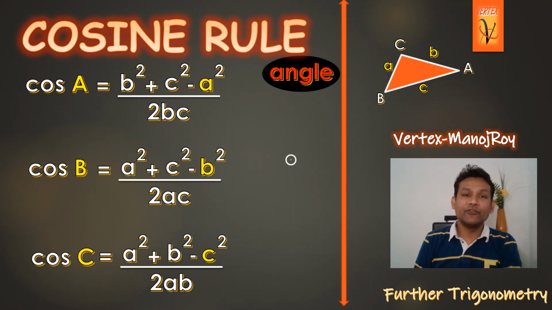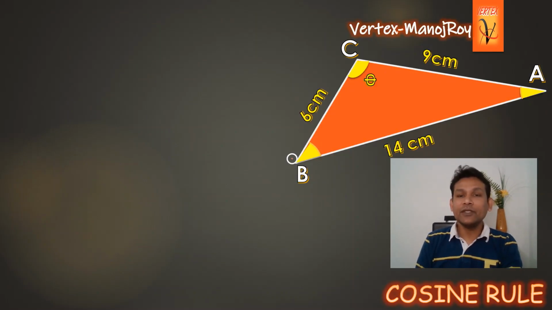Now, how can we make the formula to find the side and to find the angle? I would like to give one example here. Suppose this is one example. In this example, you can see that all sides are given. As I told you, in the cosine rule we require all sides, whether given or not, but they should be involved. All three sides here are given, and the requirement is to find this angle.